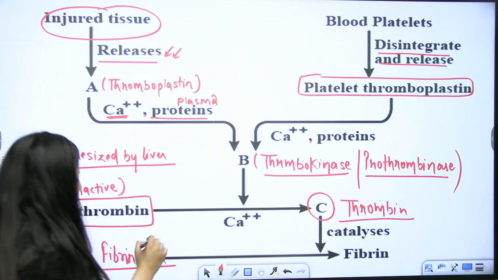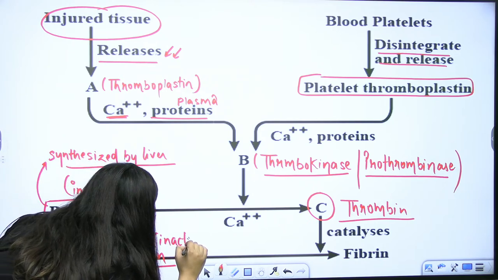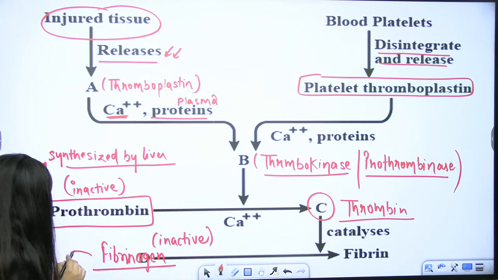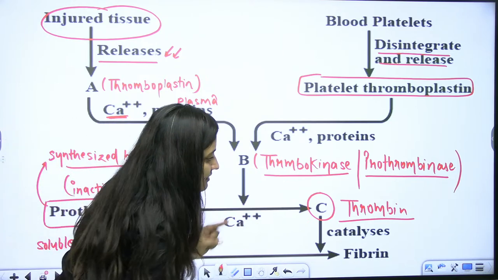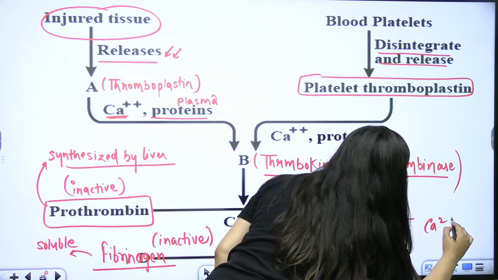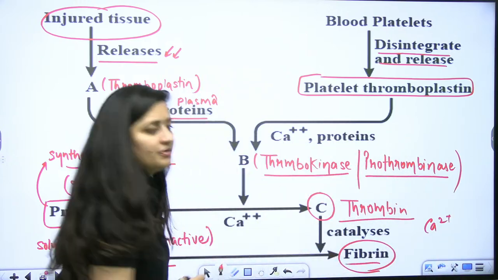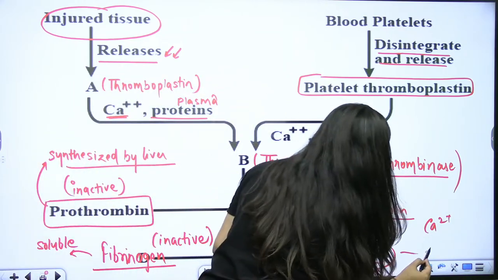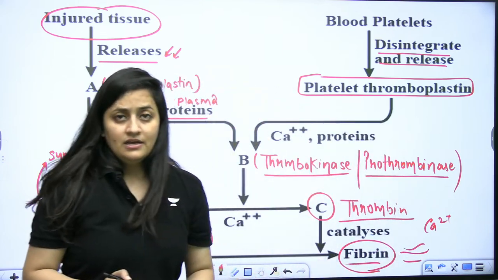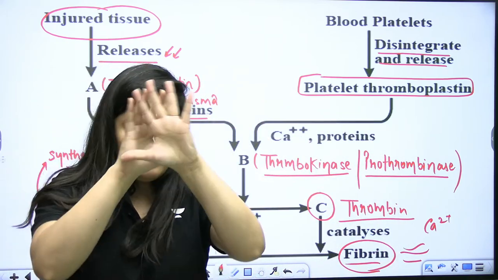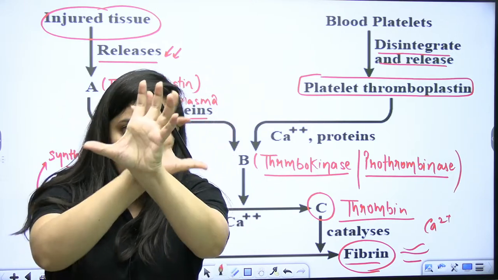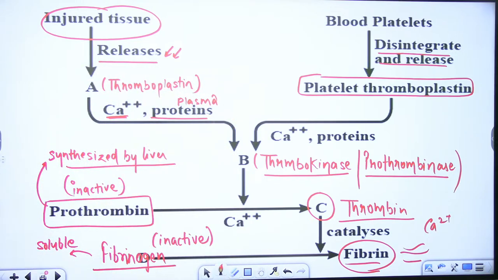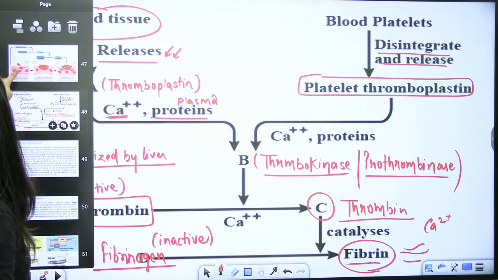Clear? So fibrinogen is also synthesized by the liver. It is an inactive, soluble protein. Thrombin will activate it, and of course you need the calcium ions for it. Finally, we will get the fibrin. Fibrin threads are insoluble threads. They will polymerize and trap some blood cells. They are going to form that clot. Clear?